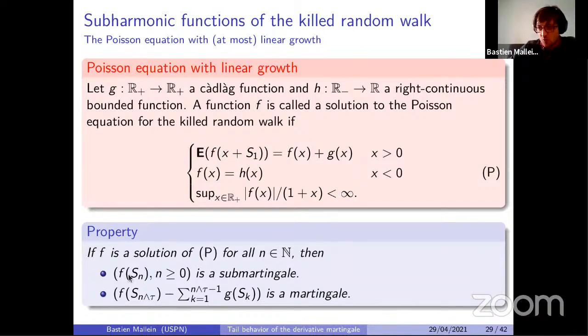So a couple of simple properties, right? If I look at a solution of that type of problem, then I know that f of Sn is a submartingale, right? The expectation of f of x plus s1 is larger than f of x, because I assume g to be a non-negative function. And also, I know how to correct this submartingale to get a martingale, right? f of Sn at n infimum tau, minus the sum of g of sk for k from 1 to n infimum tau minus 1, this will be a martingale.